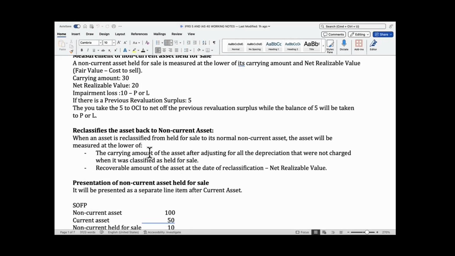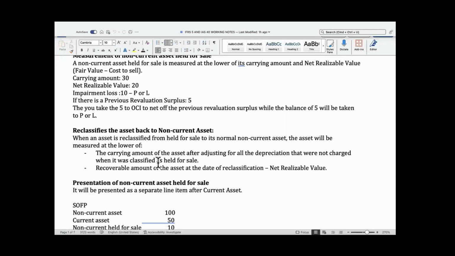And when you are classifying a non-current asset held for sale back to its initial state, meaning back to the non-current asset it was before, it is going to be measured at the lower of its recoverable amount at the date of reclassification, and its carrying amount after making adjustment for all depreciation that has not been charged since when the asset was classified as held for sale.